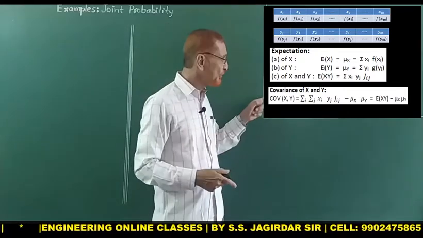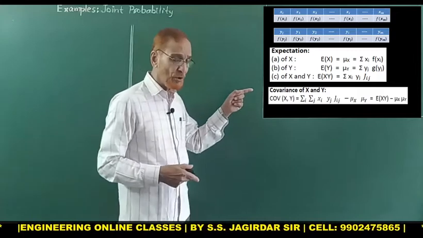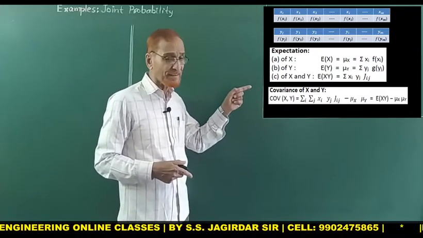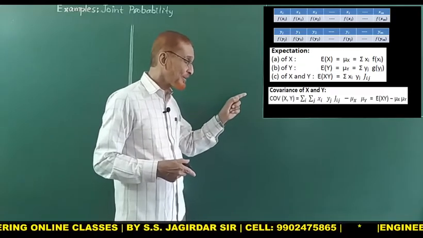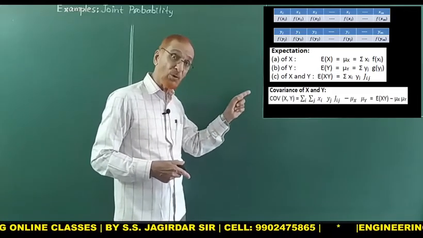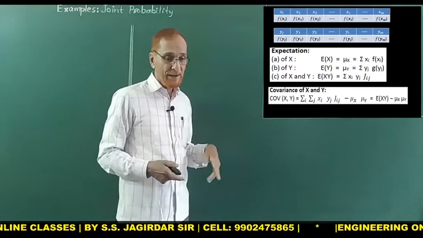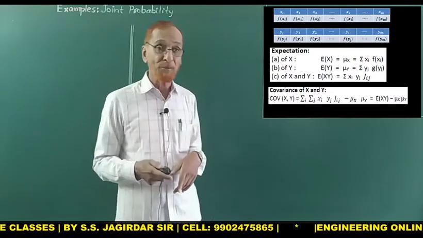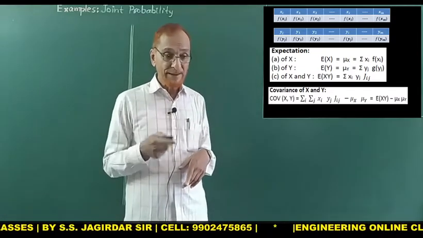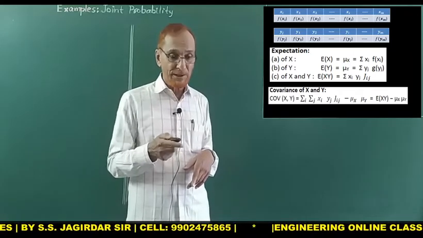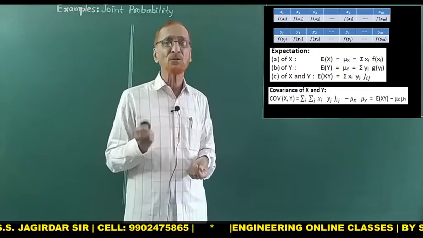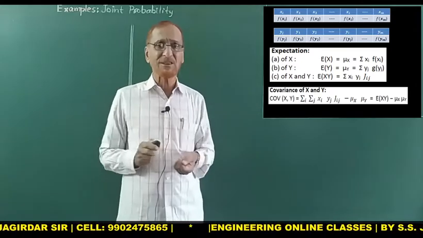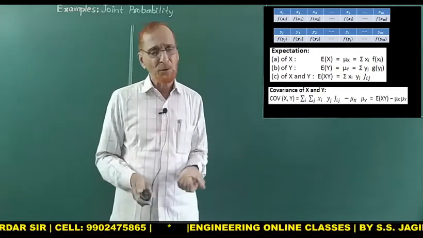These three will be used to calculate the covariance of xy: expectation of xy minus expectation of x times expectation of y. This way covariance is obtained by calculating these three expectations and putting them in the formula. So this is our problem. In most problems only this much is asked, and when you complete it, the problem is complete.